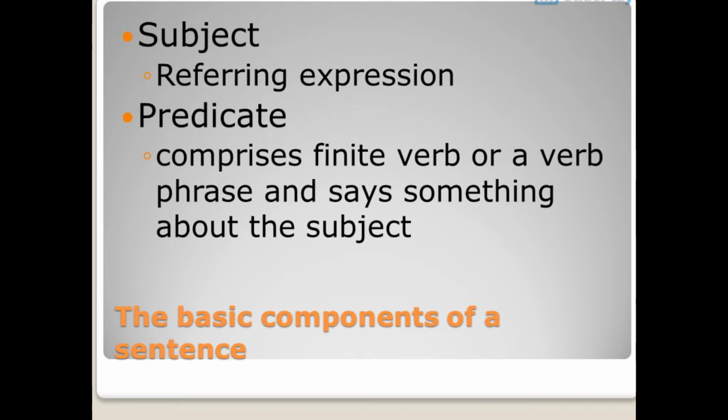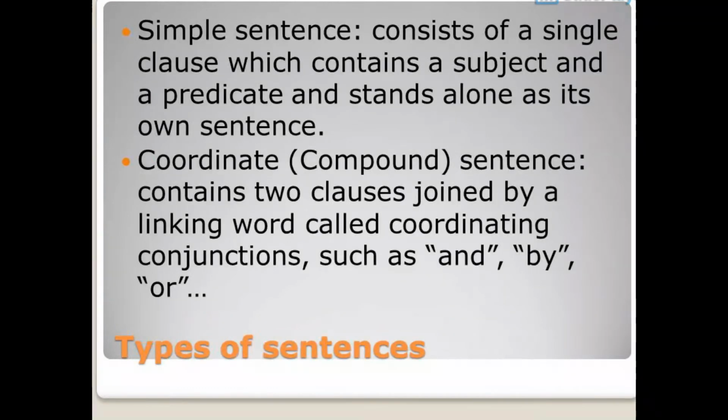The basic components of a sentence. Subject: referring expression. Predicate: comprises a finite verb or a verb phrase and says something about the subject. A simple sentence consists of a single clause which contains a subject and a predicate and stands alone as its own sentence. A coordinate, compound sentence contains two clauses joined by a linking word called a coordinating conjunction, such as and, but, or.